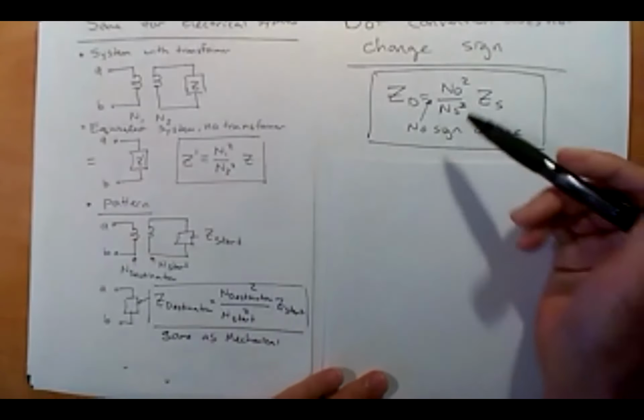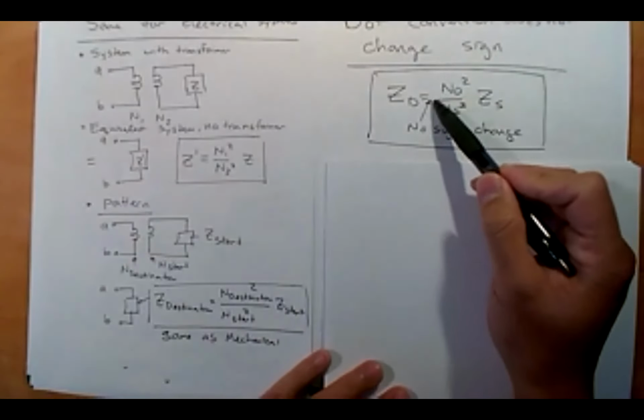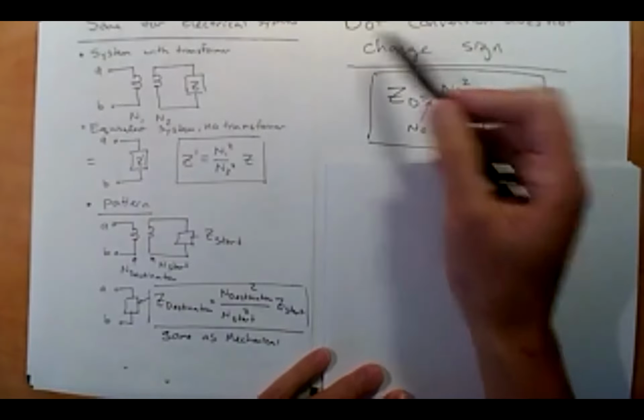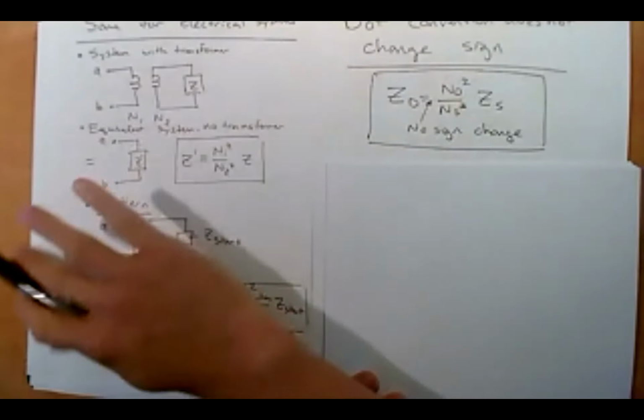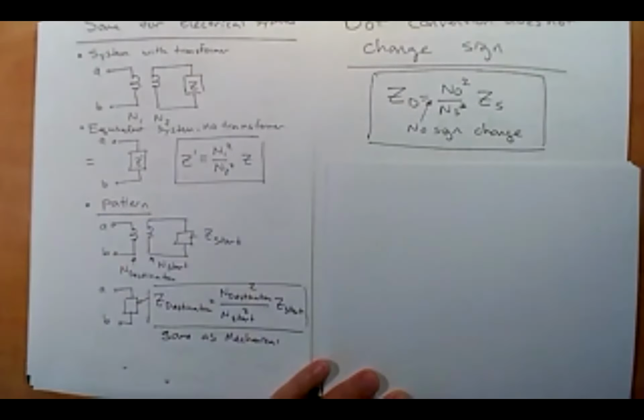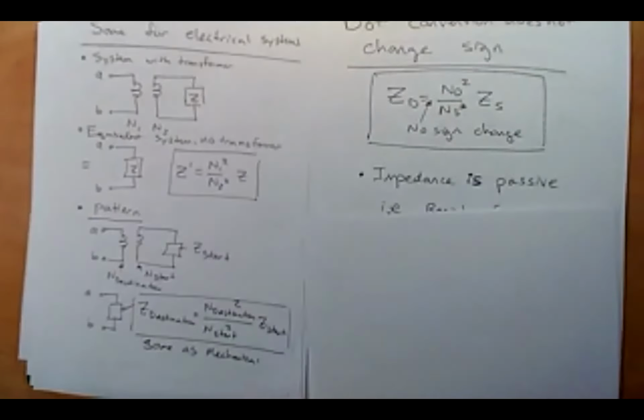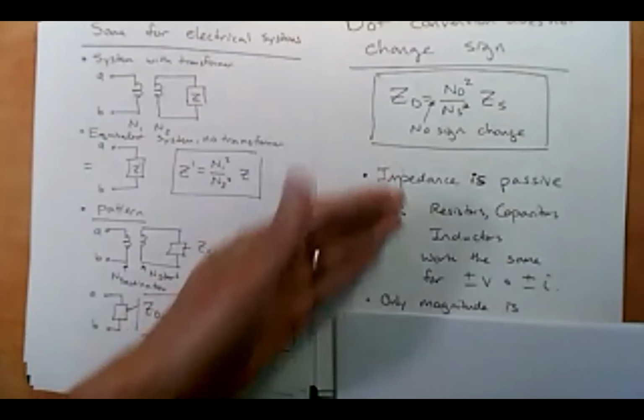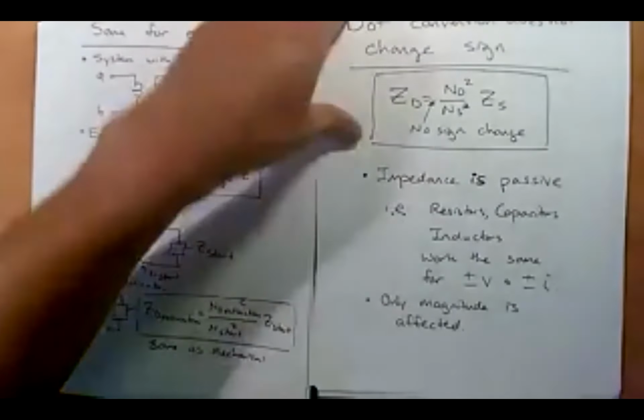All right, so here, notice there's no sign change, no dot convention. So if you had a plus or minus or dots, if you're just moving Z's over, you don't care about the sign. And that should make sense. The Z shouldn't be affected by this sign, okay? And because impedance is passive, we don't care.